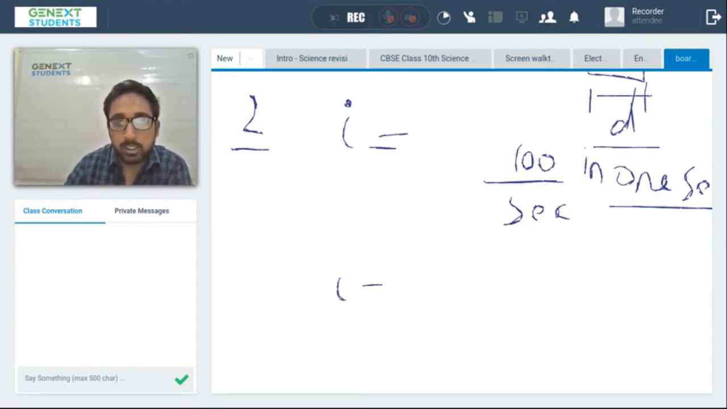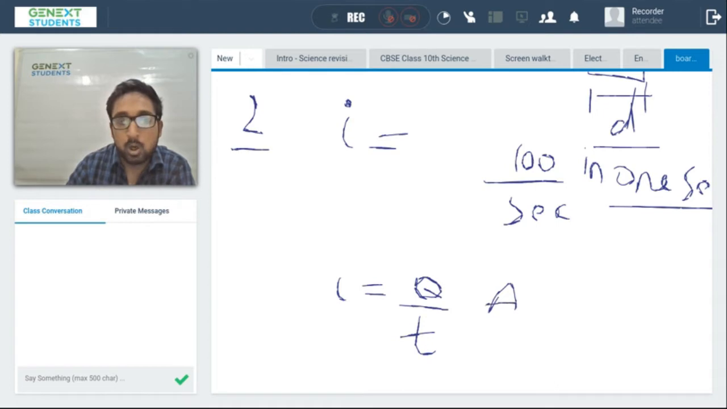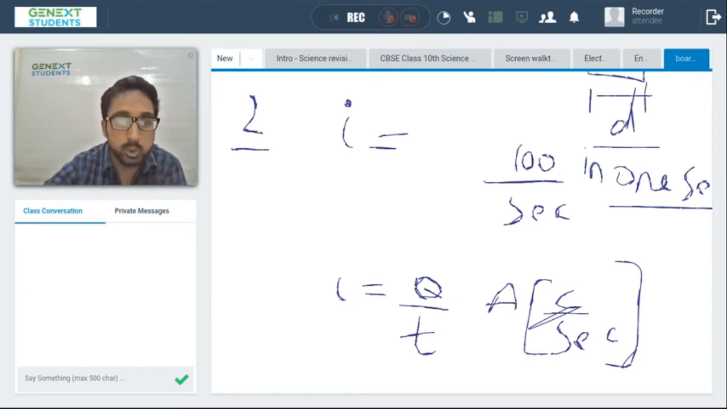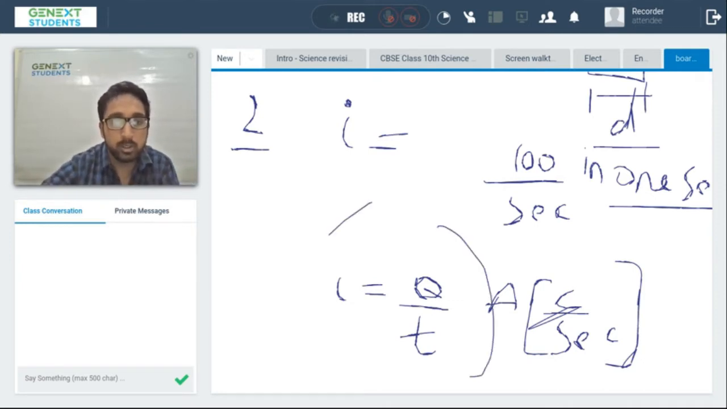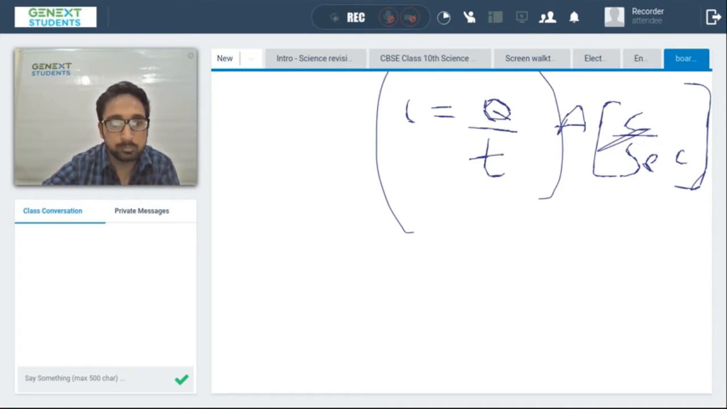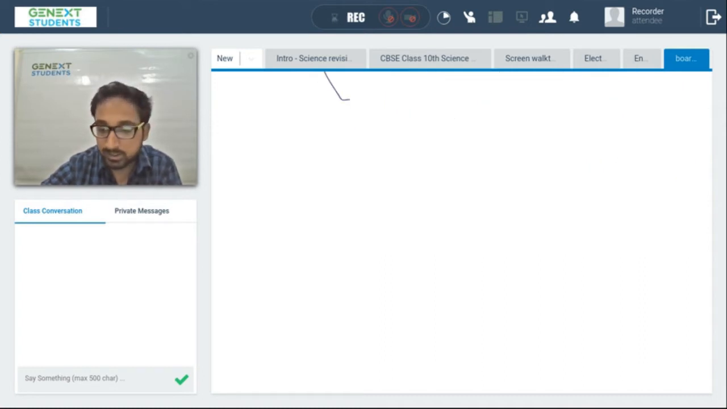So I is equal to the rate of flow of charge, or charge per unit time, and the unit is amperes, or in brackets you can say coulomb per second. Coulomb per second or amperes is the unit of current. Okay? What is the next section?